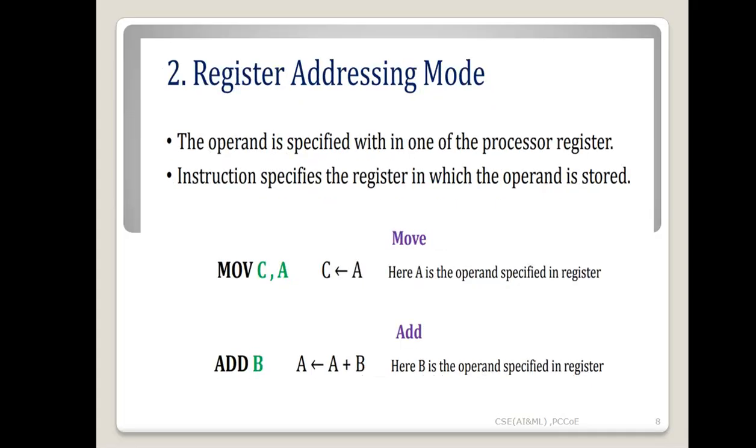The second addressing mode is the register addressing mode. In register addressing mode, the operand is specified within one of the processor registers. The instruction specifies the register in which the operand is stored. An example is MOV C, A, where the data is present in the A register and has to be moved to the C register. Similarly, ADD B. Here whatever is the content of the A register and the content stored in the B register is added, and it is moved to the A register.